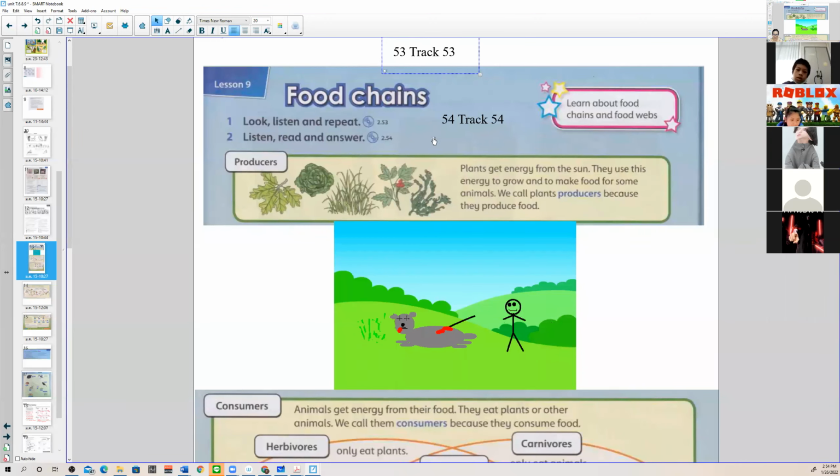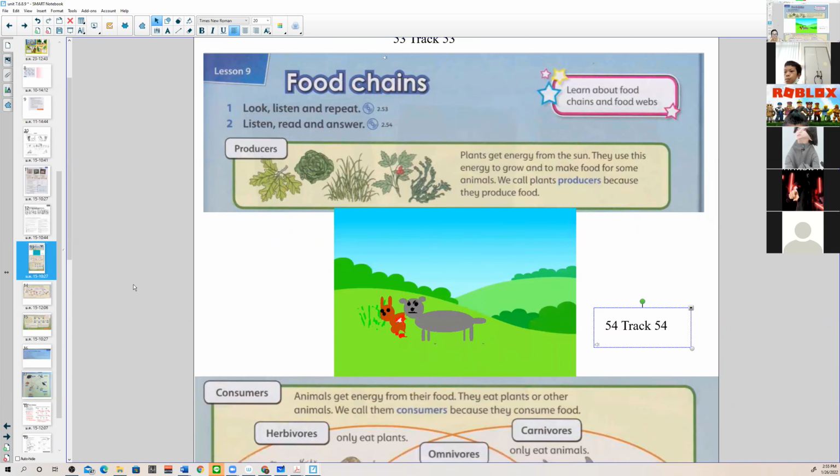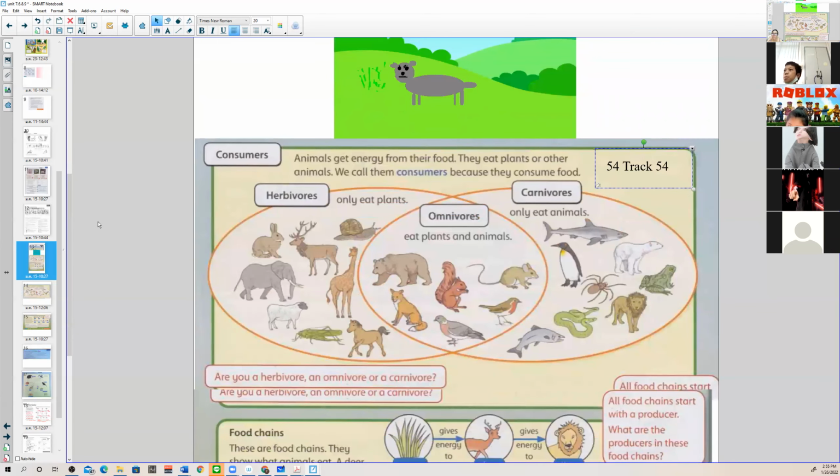Listen, read, and then answer. Listening 2.54. Listen, read, and answer. Producers. Plants get energy from the sun. They use this energy to grow and to make food for some animals. We call plants producers because they produce food. Consumers. Animals get energy from their food. They eat plants or other animals. We call them consumers because they consume food.